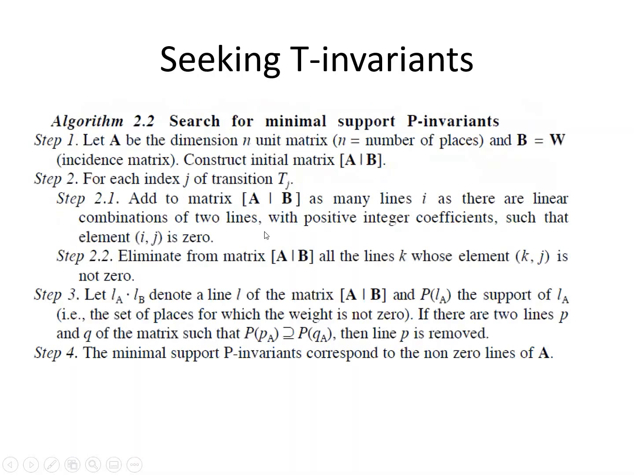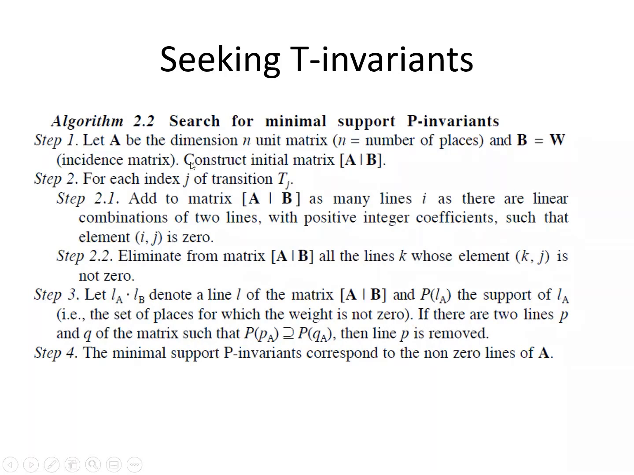Now, first we discuss the algorithm which computes the minimal support P invariants. There are 4 steps in this algorithm: step 1, step 2, step 3, step 4. Step 2 is further divided into 2 steps, 2.1 and 2.2. Now coming to step 1, let A be the n-dimension unit matrix, where n is the number of places, and B is equal to W, the incidence matrix.